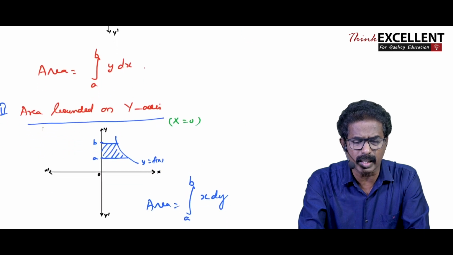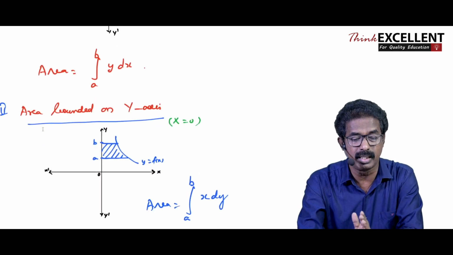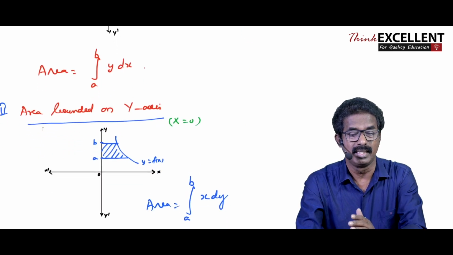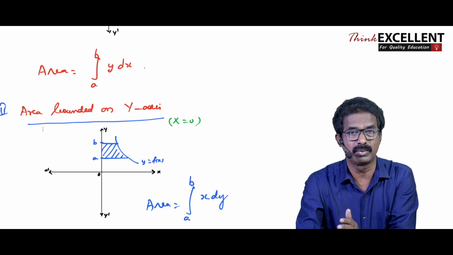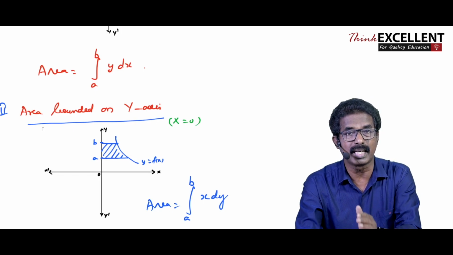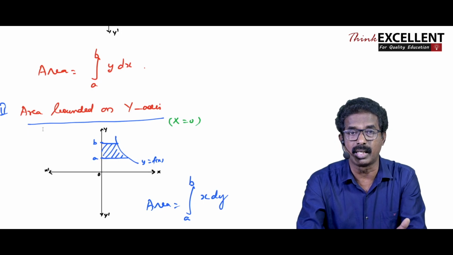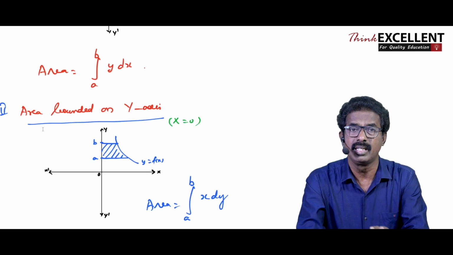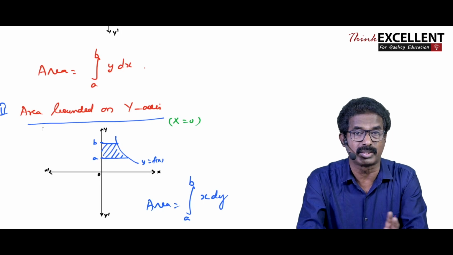Then area bounded on the y-axis, this is the portion. Integral a to b x dy. Here also, sometimes we use x dy, sometimes minus x dy, or you can say modulus of that. Here also the idea is to make the answer positive, right?